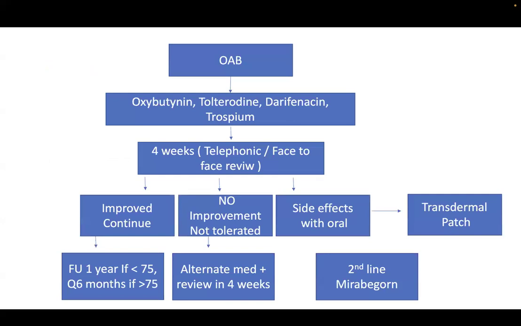So this is the flow chart of OAB management, the medical management of OAB that we just discussed. The 3 medications: oxybutynin, tolterodine, solifenacin, and we will follow up after 4 weeks. If improved, they will continue the medication and follow up after 1 year in case of age less than 75, and after 6 months if age more than 75. If the patient does not improve or cannot tolerate the medication, we can change the medication and again review after 4 weeks. If there are complications or side effects to the oral medication, then a transdermal patch, and the second line is mirabegron.